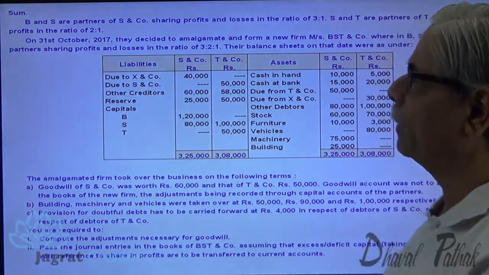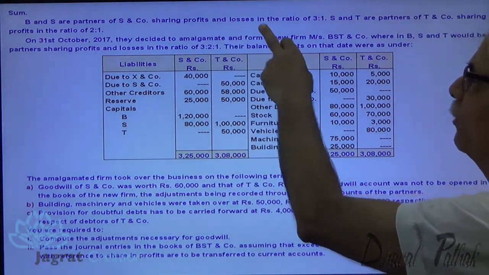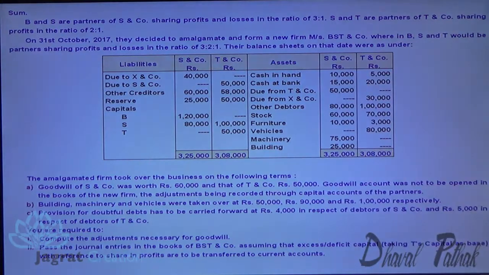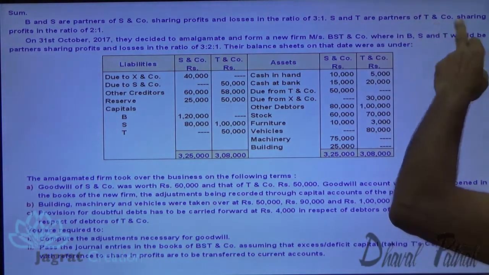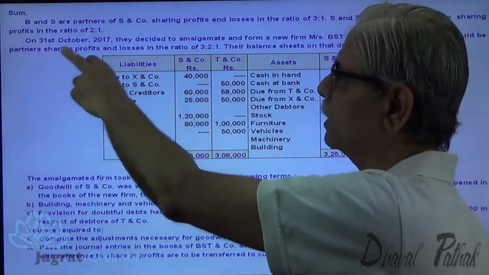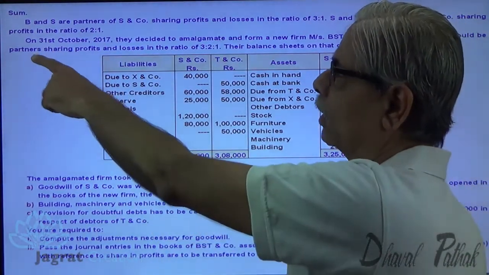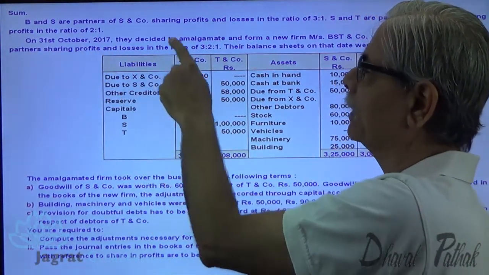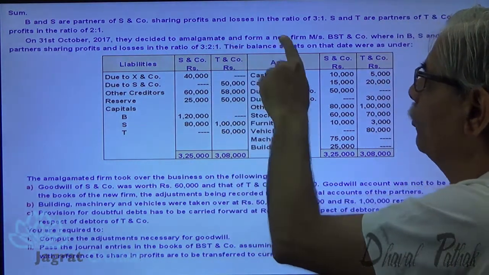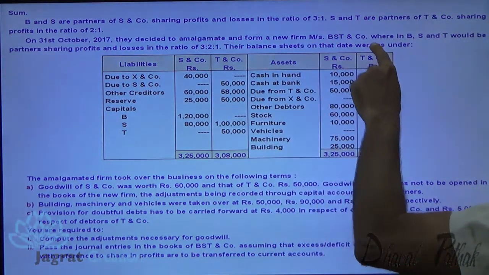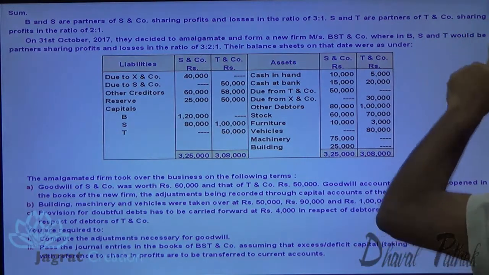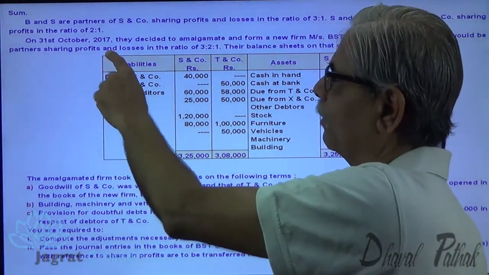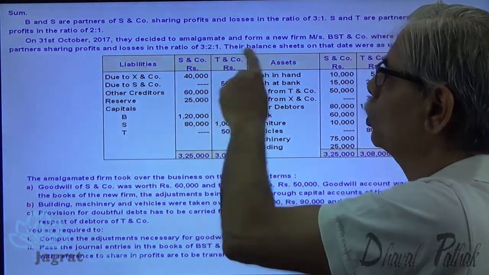B and S are partners of S and company sharing profits and losses in the ratio of 3:1. S and T are the partners of T and company sharing profits and losses in the ratio of 2:1. On 31st of October 2017, they decided to amalgamate and form a new firm BST and company where B, S and T would be partners sharing profits and losses in the ratio of 3:2:1.